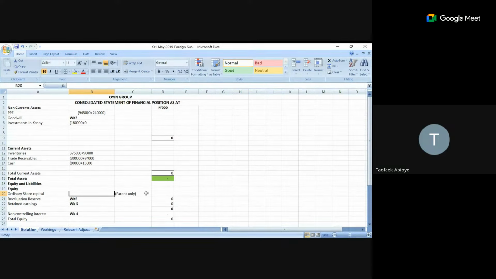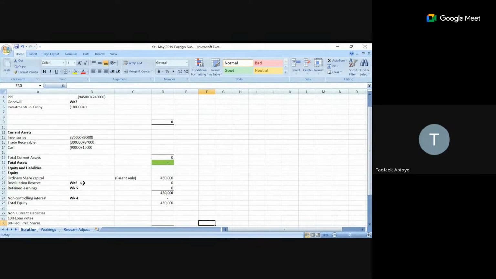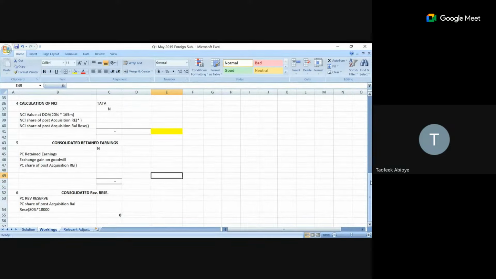Equity items. Ordinary share. Parent only, right? How much is the parent only equity? 450,000 naira. Now, revaluation reserve of the parent company. If you remember very well, we are taking the reserve of the parent company, which is 0. It is 0 for the parent company.